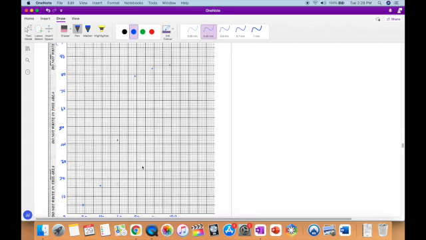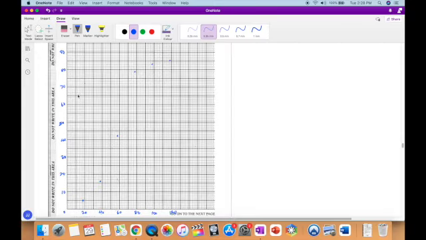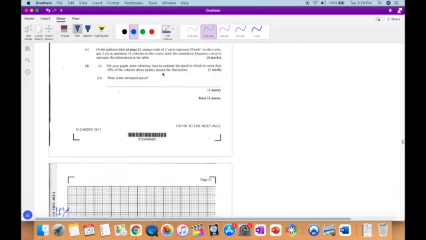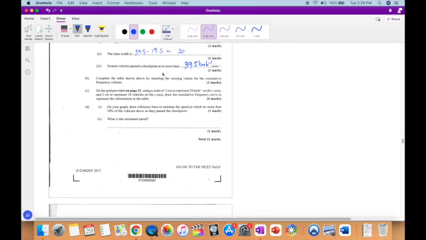So we have a cumulative frequency curve, and let's try to draw this curve as smoothly as possible. So we're starting from 0 here. So we have our cumulative frequency curve, and now let's see some of the other questions.